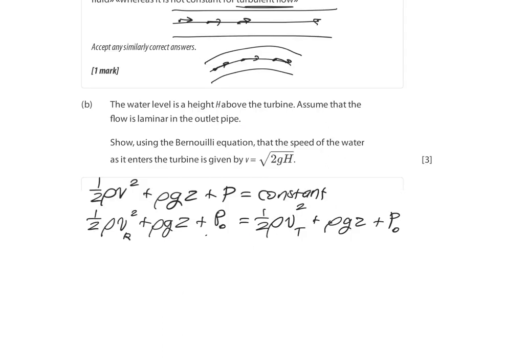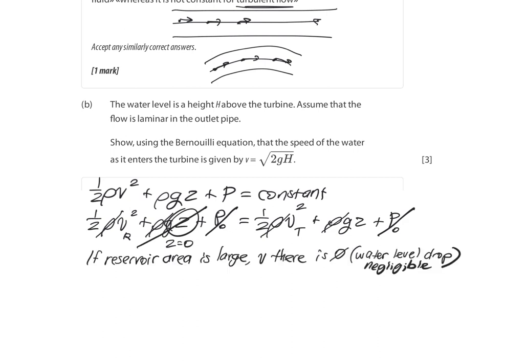All right, so right away we can get rid of the atmospheric pressure from both sides, and the density of the water is found everywhere on both sides of the expression, so we can get rid of that as well. We can consider that the reservoir is at height 0, so z is going to be 0 for the reservoir. And if the reservoir area is large, which it is, especially relative to the turbine pipe, the velocity there is 0. So we can get rid of that portion of the equation as well.